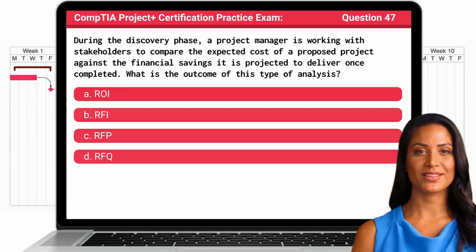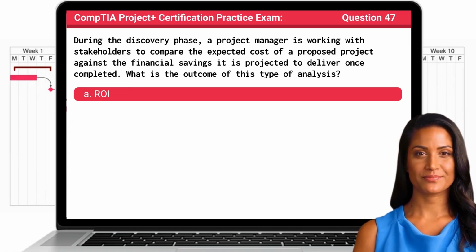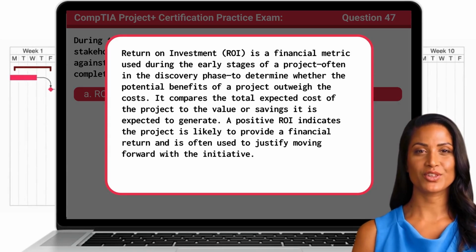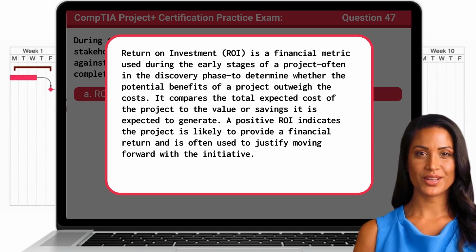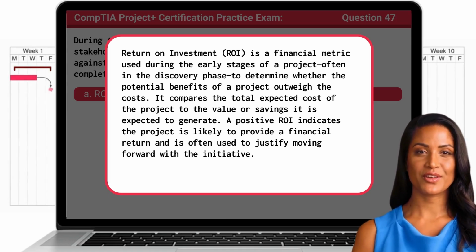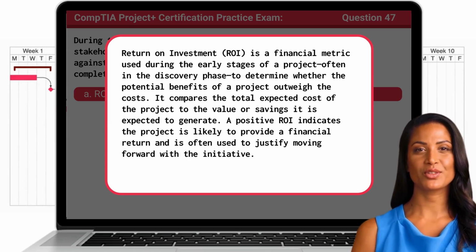The answer is A. ROI. Return on investment, or ROI, is a financial metric used during the early stages of a project, often in the discovery phase, to determine whether the potential benefits of a project outweigh the costs. It compares the total expected cost of the project to the value or savings it is expected to generate. A positive ROI indicates the project is likely to provide a financial return and is often used to justify moving forward with the initiative.